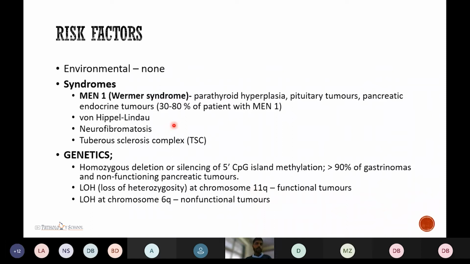Risk factors being the syndromes: multiple endocrine neoplasia type 1 syndrome, von Hippel-Lindau syndrome, neurofibromatosis, and tuberous sclerosis complex. Genetics also plays a role. There is loss of heterozygosity at chromosome 11q in functional tumors, whereas at 6q in non-functional tumors. Also homozygous deletion or silencing of 5-CpG island methylation, which is seen in 90% of gastrinomas.